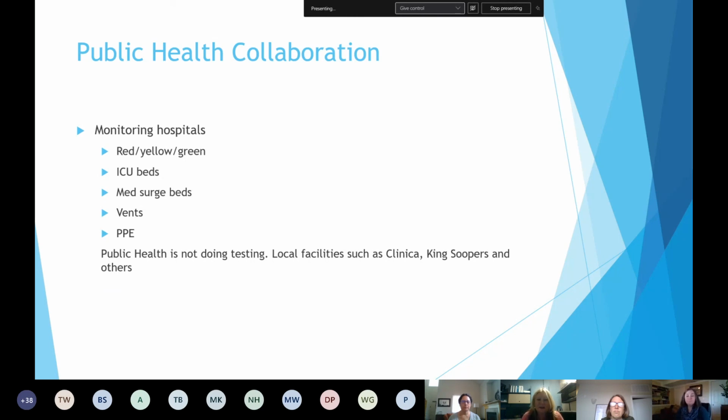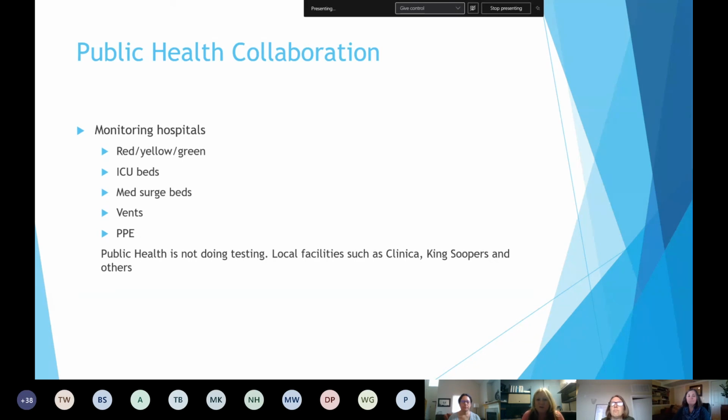Behind the scenes, what was happening even more is we were monitoring hospitals. And so we put a lot of things in place so that we knew exactly the number of ICU beds available on any given day, the number of ventilators that were available every single day. And so we could see and monitor those trends that were happening across Boulder County.